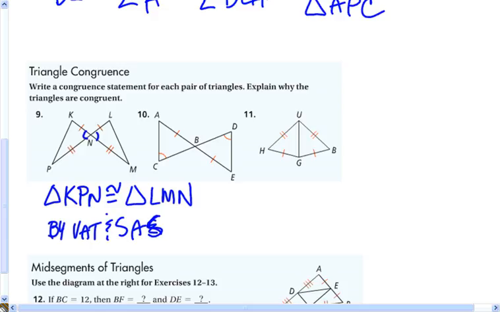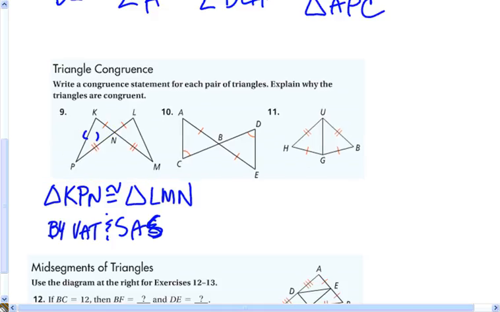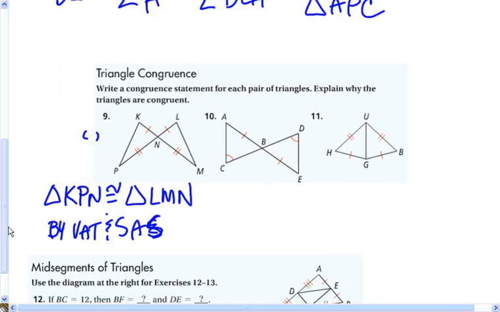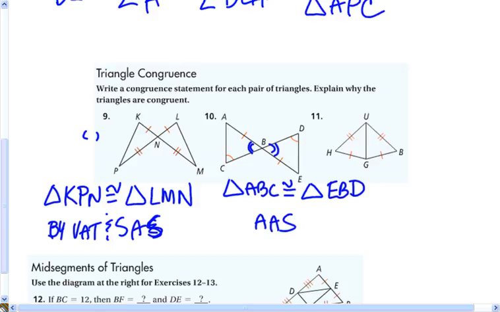All right, the second one, number 10. We could say in that one that triangle ABC is congruent to triangle EBD. And again, we have a vertical angle theorem giving us those two angles are congruent. I'll use that for that. And so we have angle, angle, side. So by vertical angle theorem and angle, angle, side.